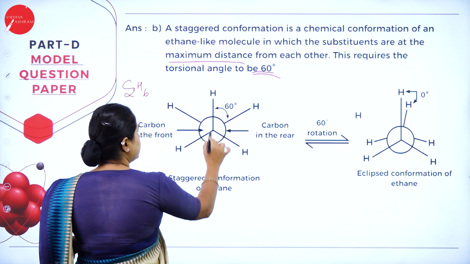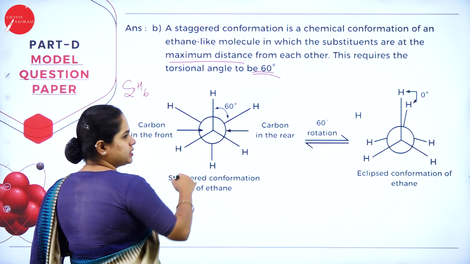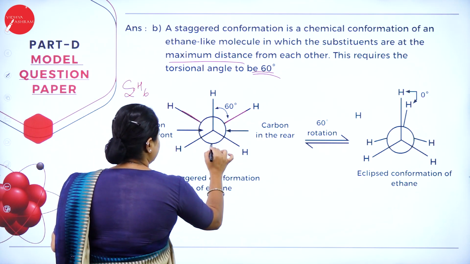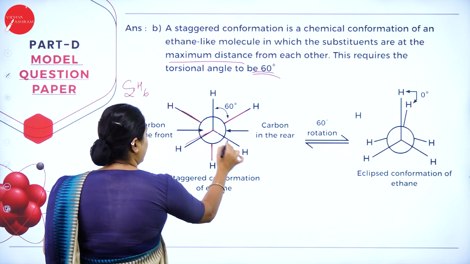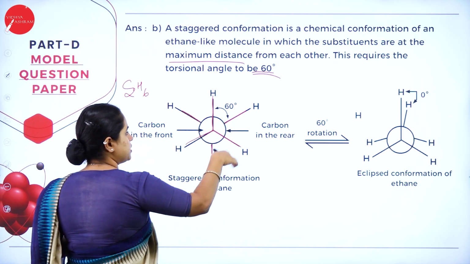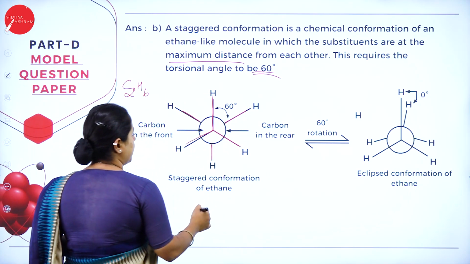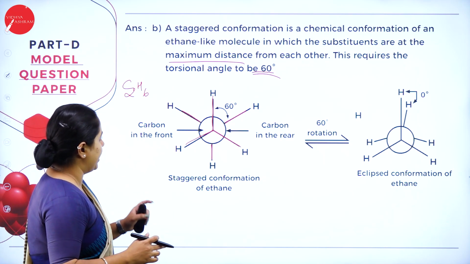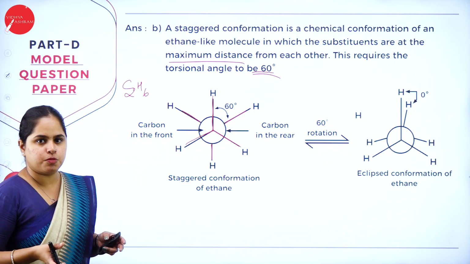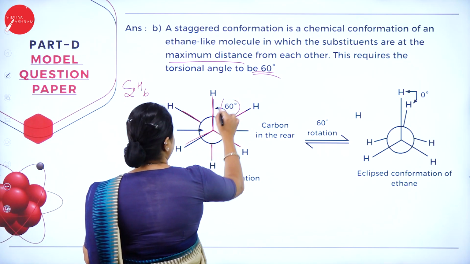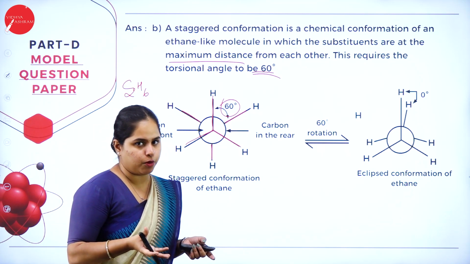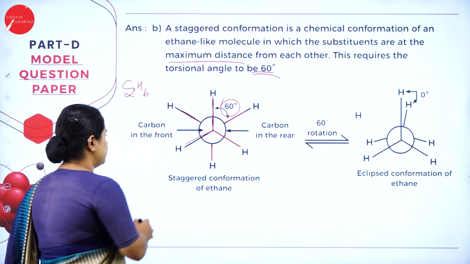So this carbon atom has 3 hydrogen atoms, and this round represents another carbon atom, to which you have 1, 2 and 3 hydrogen atoms. These 3 are hydrogen atoms of the middle carbon atom. Another carbon atom is represented by the circle. As you can see in this case, all the hydrogen atoms are placed at the maximum distance possible. So the angle will be 60 degrees. When hydrogen atoms are placed as far as possible, it is called staggered conformation.